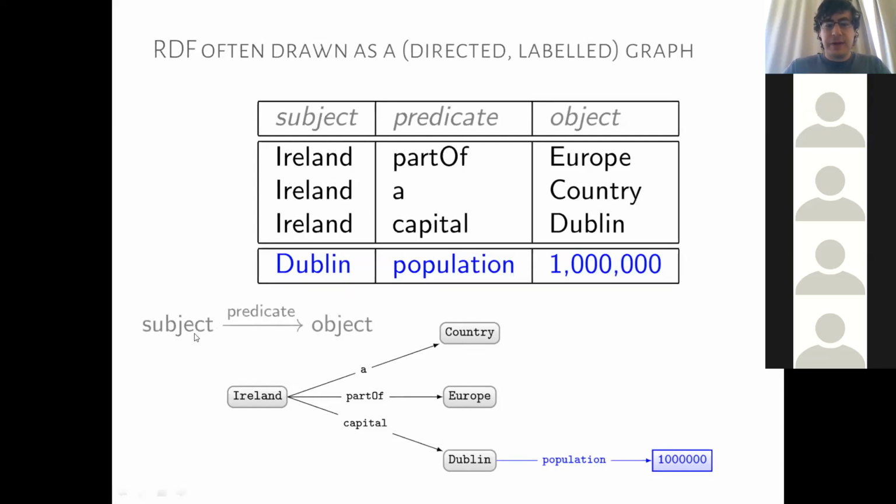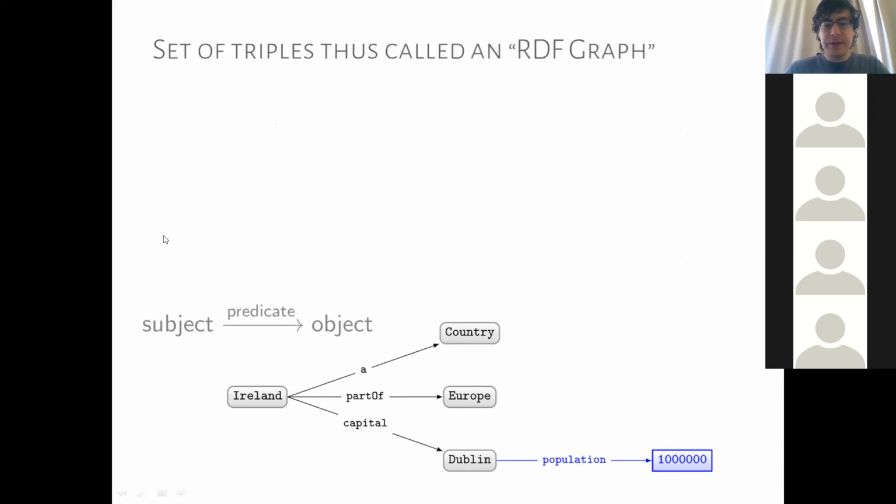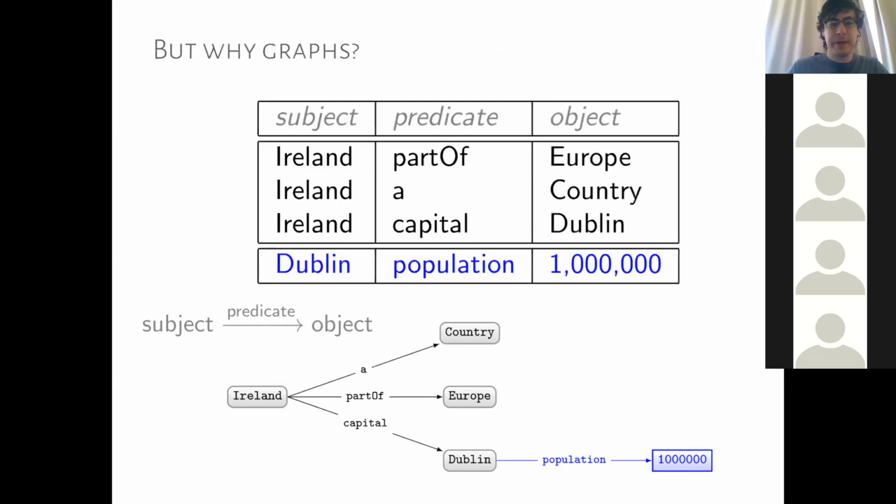So we see that every triple represents an edge from subject to object with a directed edge labeled by the predicate. So a set of triples is thus called an RDF graph. So when we talk about a set of triples, we can call it an RDF graph because of this graph-like view that we have for RDF.